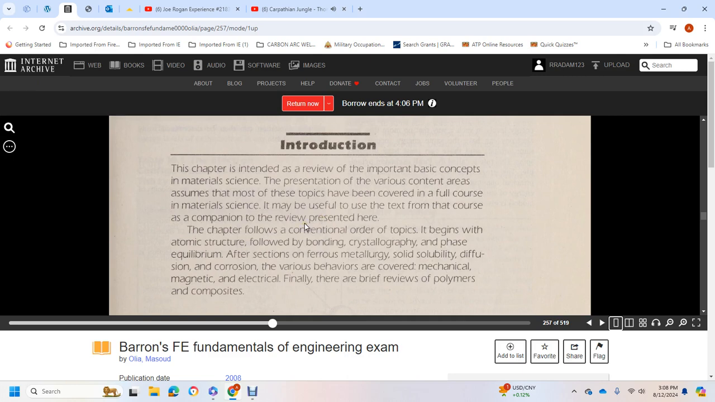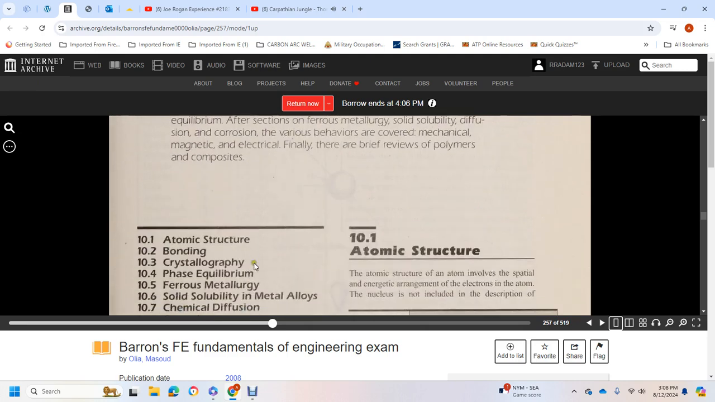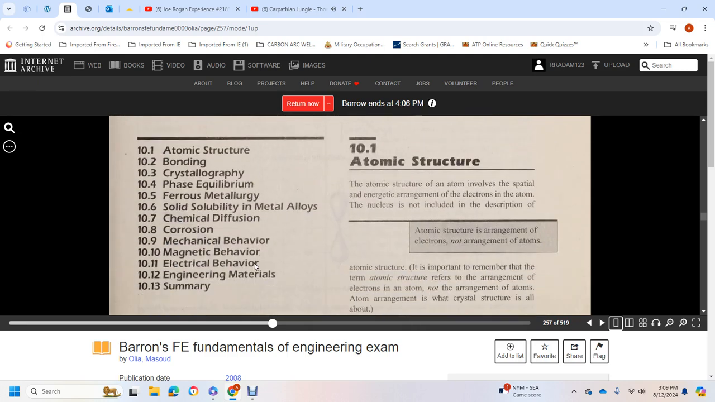The chapter follows the conventional order of topics, beginning with atomic structure, followed by bonding, crystallography, phases, and equilibrium. After that, the sections cover ferrous metallurgy, solid solubility, diffusion, and corrosion. Various behaviors are covered: mechanical, magnetic, and electrical. Finally, there are brief reviews of polymers and composites. The topics are atomic structure, bonding, crystallography, phase equilibrium, ferrous metallurgy, solid solubility, metal alloys, chemical diffusion, corrosion, mechanical behavior, magnetic behavior, electrical behavior, engineering materials, and summary.